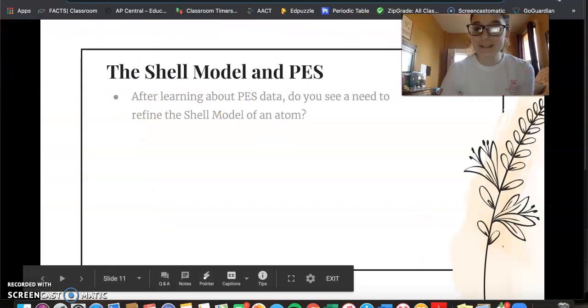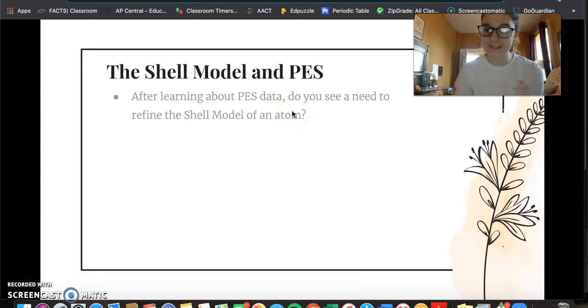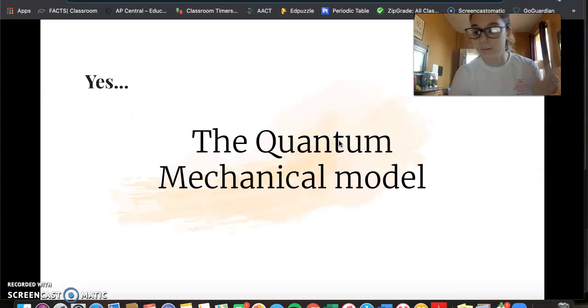So after seeing this data, hopefully you see that the shell model wasn't perfect. It didn't describe everything and explain this data. So the shell model showed that all electrons within a given shell are at the same energy level, whereas PES data shows that there are 2 subshells in n equals 2 and 3 in n equals 3. There is a model that provides a better explanation, and that of course is the quantum mechanical model. So PES data suggested a need to refine the shell model. The spectra don't support the shell model because they show that there are different energies within n equals 2, which is why they came up with the subshells.